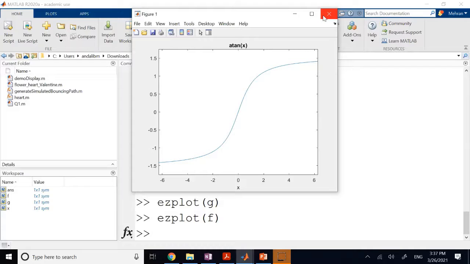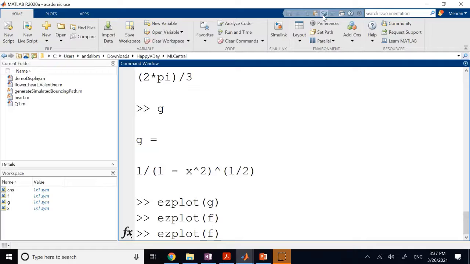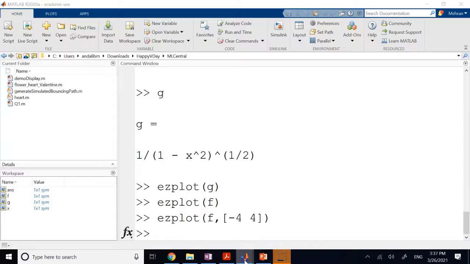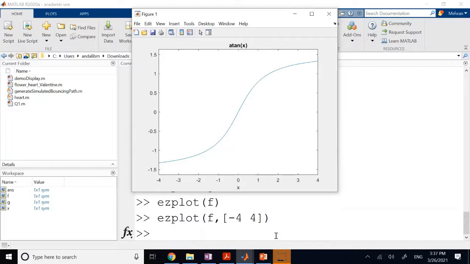Symbolic plot. Now, can I provide a range? Like here, I did not decide. It just went for me from almost -2 pi to 2 pi. What if I want to change the range on the x-axis? Can I change that? Yes, you can. So just provide it in brackets. So let's say I want it from -4 to 4. Okay, so just provide your x limits in a bracket, and that would do the job for you. Ezplot.